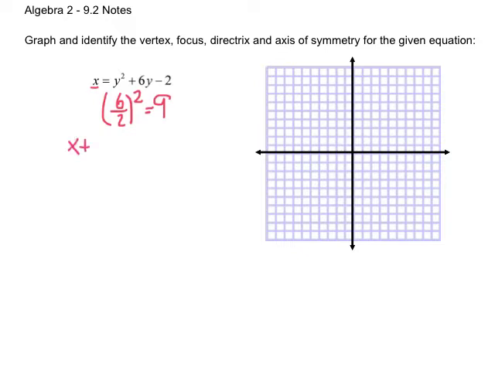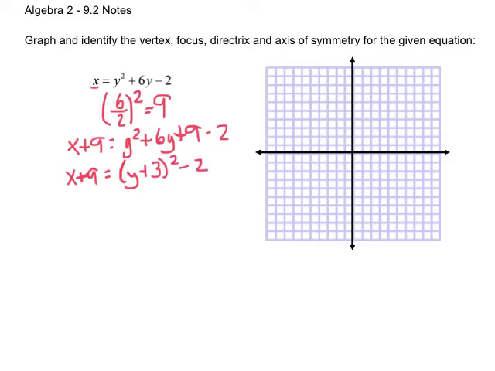So I have x plus 9 equals y squared plus 6y plus 9 minus 2. And then I factor my y's. So I've got x plus 9 equals y plus 3 squared minus 2. And then to get it to that vertex form, which is really a nice way to look at things, I just need to subtract 2 from both sides. So x equals y plus 3 squared minus 11.